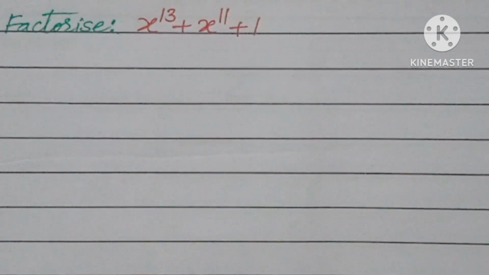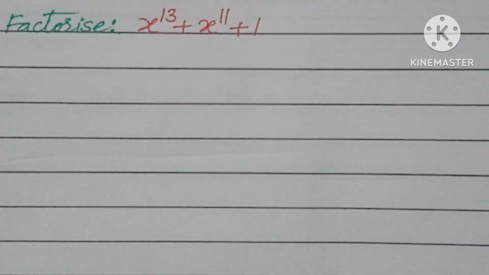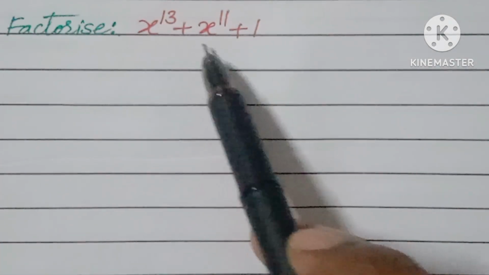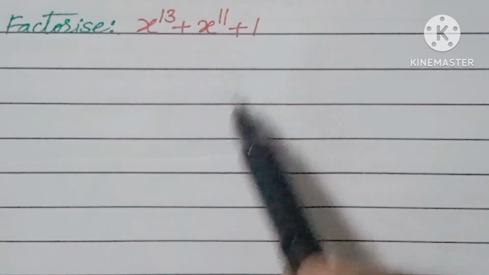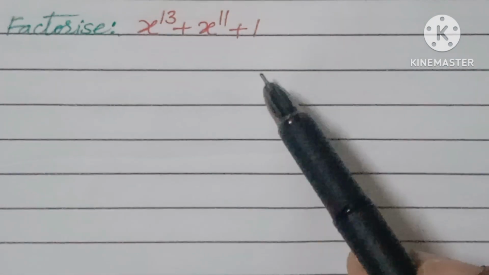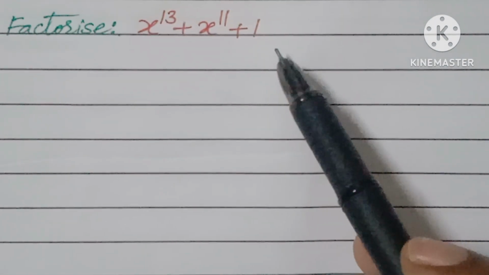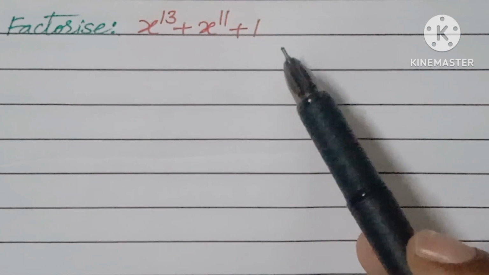So the question is: factorize x to the power of 13 plus x to the power of 11 plus 1. So some logic is there. That's why this problem is selected. As we are going to solve this problem, pause the video for 10 seconds and try it.